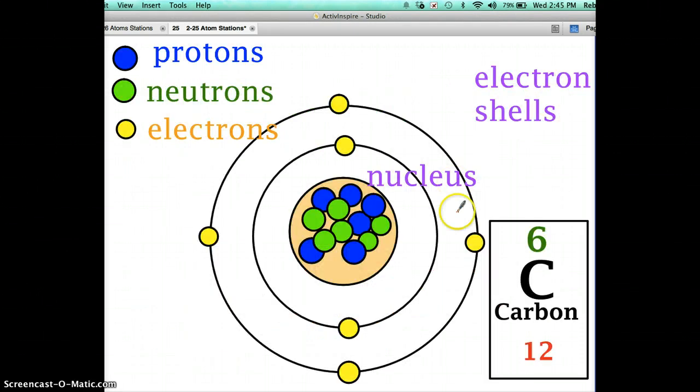Go ahead and make a quick model of the carbon atom. 6 protons on the inside, and then 6 neutrons as well. And when you're done with that, you can stop this video so that you can take the atom station practice quiz.